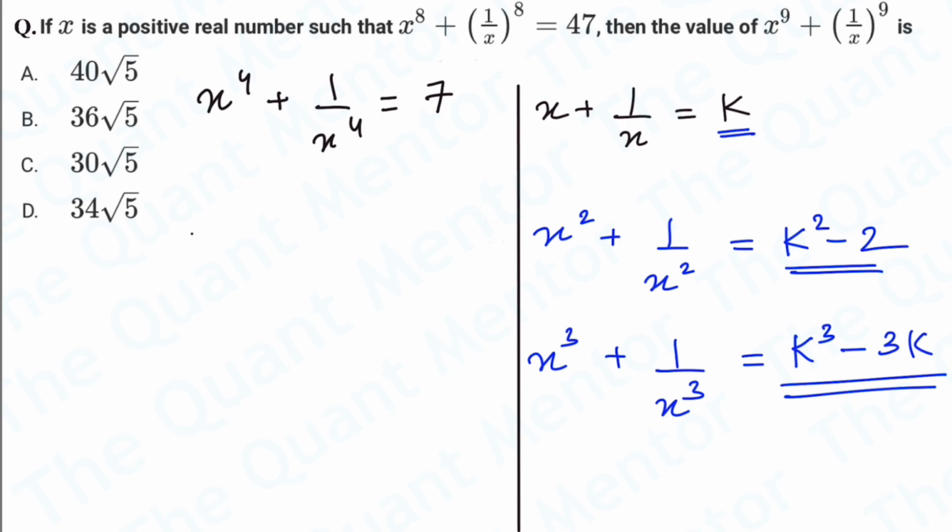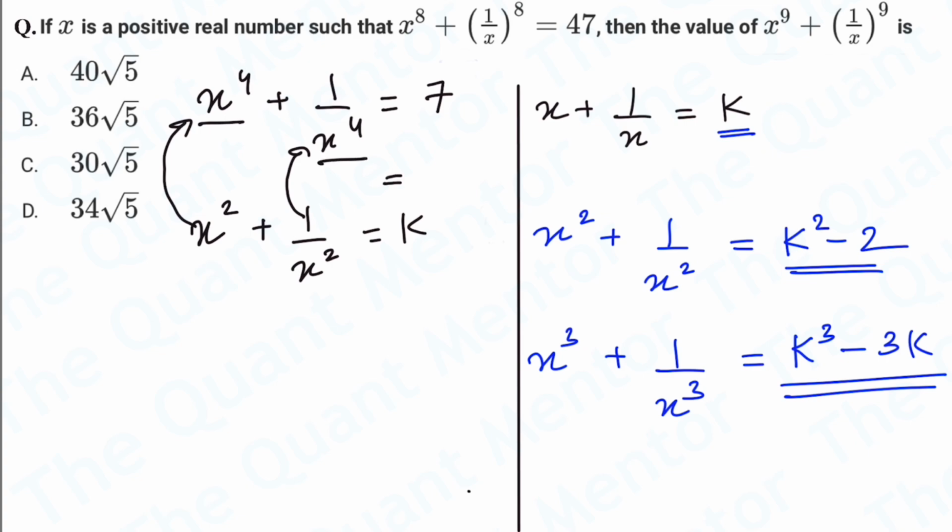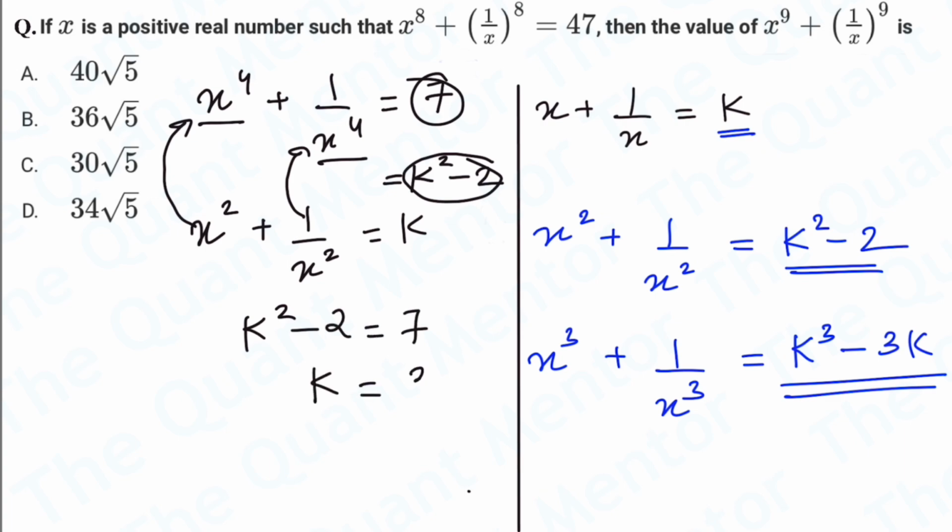So without too many calculations, I have directly obtained x raised to 4 plus 1 upon x raised to 4 as 7. If I call x square plus 1 upon x square as, let's say, k, then x raised to 4 is the square of x square and 1 upon x raised to 4 is the square of 1 upon x square. So x raised to 4 plus 1 upon x raised to 4 should be equal to k square minus 2 from the discussion that we have had. And very clearly we see this k square minus 2 being equal to 7. When I equate k square minus 2 with 7, I will get k square is equal to 9, or k is equal to plus 3 in this case since x is positive. That means x square plus 1 upon x square should be equal to 3.